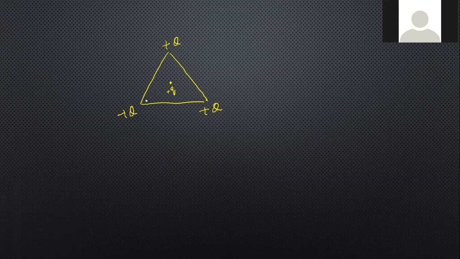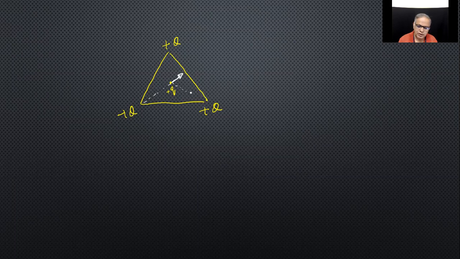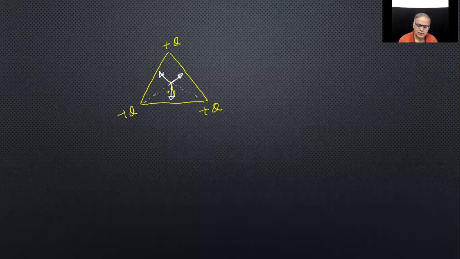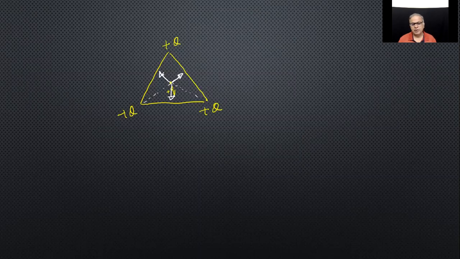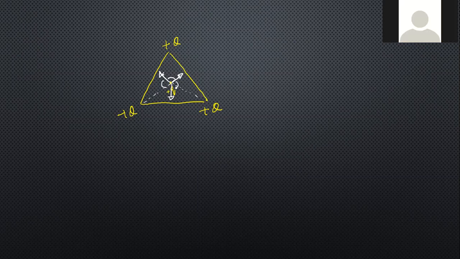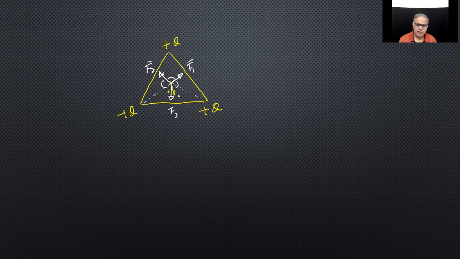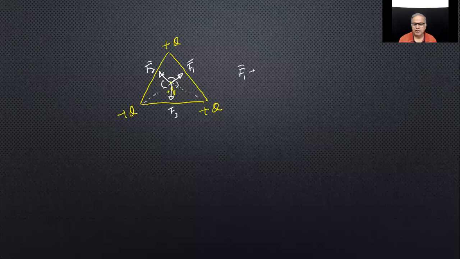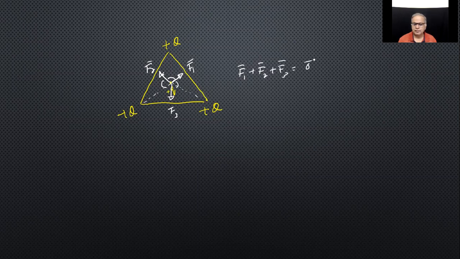This plus q will repel it towards small q. This plus q also will repel it. That plus q also will repel this. 3 equal forces, vectors equal in magnitude, are making how much angle? 120, 120, 120. So the resultant will be 0, isn't it so? F1, F2, F3. So simply F1 plus F2 plus F3 will be 0.